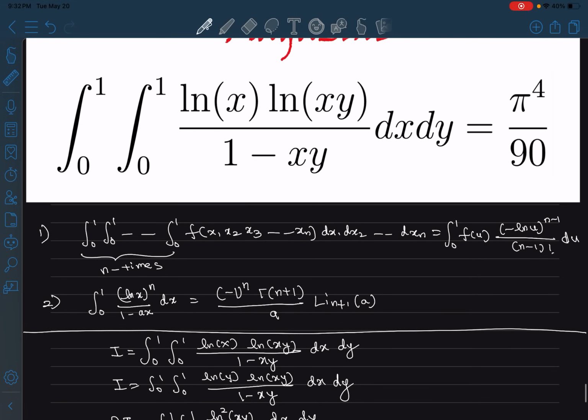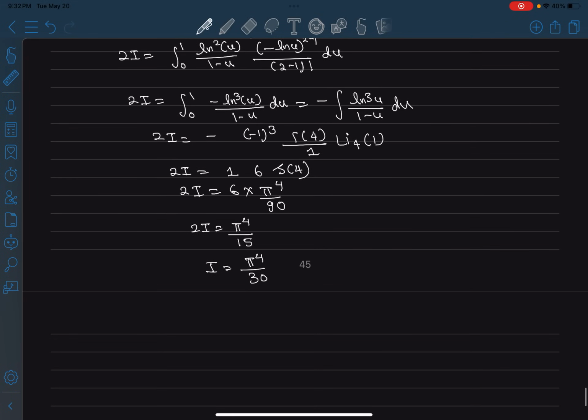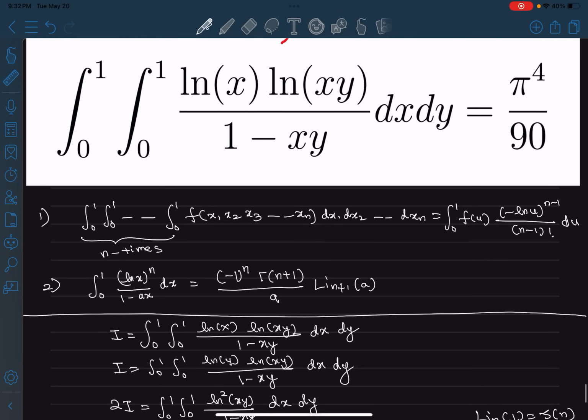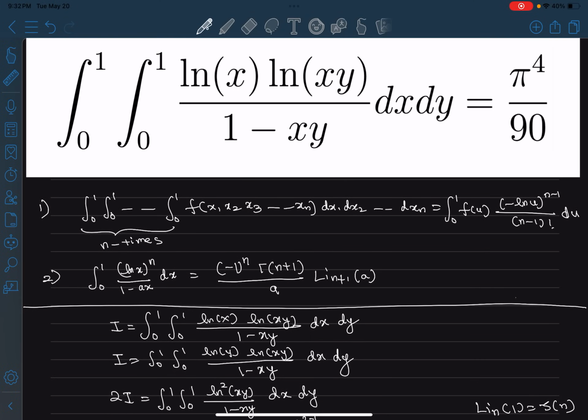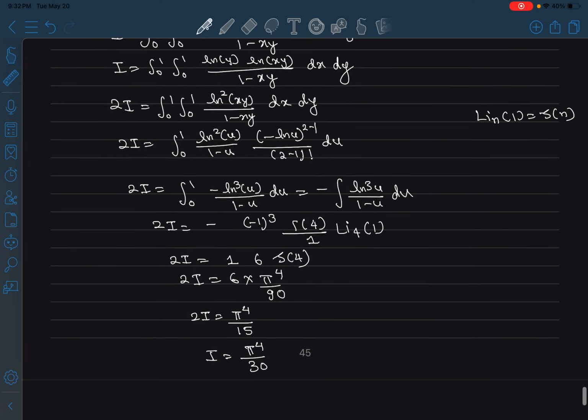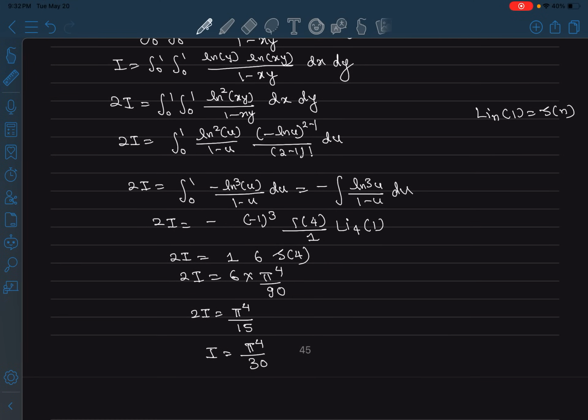Oh damn, actually I wrote the answer wrong over here. This is actually pi to the power 4 divided by 30. I will definitely change this in the thumbnail, but over here it is what it is. I'm sorry for that. So the answer is pi to the power 4 divided by 30, and I think that's a pretty nice solution.